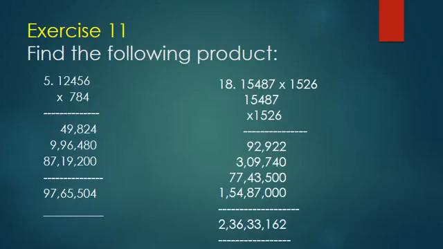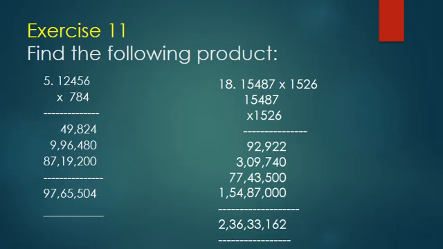Now come to exercise 11. Find the following product. So children, here the numbers are given, you have to multiply them. Question number 5: 12,456 multiplied by 784. First you have to multiply the multiplicand by 4. So you will get 49,824.